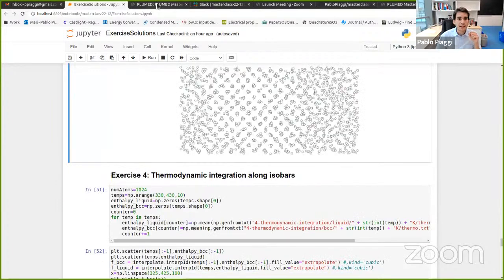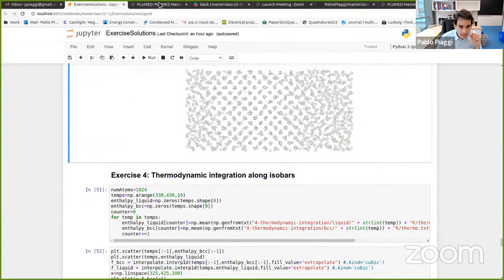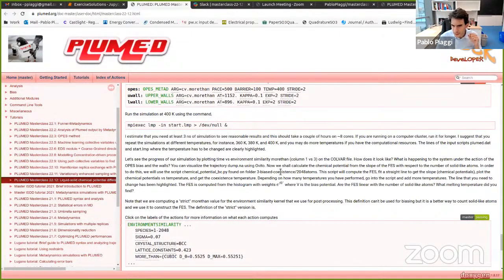Let's see if I had any other questions in the tutorial. So, are the free energy surfaces linear with the number of solid-like atoms? Yes, in this particular case. We find a melting temperature that is in relatively good agreement with what we were expecting, but slightly larger. That is also in agreement with the behavior of finite size effects.